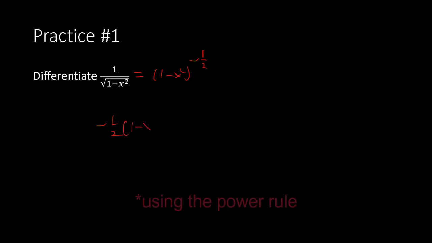First we have: differentiate 1 over the square root of 1 minus x squared. We always have to rewrite this when we have a power in the denominator. So this is going to be 1 minus x squared to the negative 1/2. The way we're going to do this is we're just going to start differentiating. So we bring the negative 1/2 to the front: negative 1/2 times 1 minus x squared to the negative 3/2. We brought the power to the front and we subtracted 1 from the power.